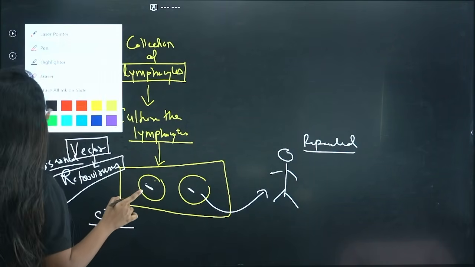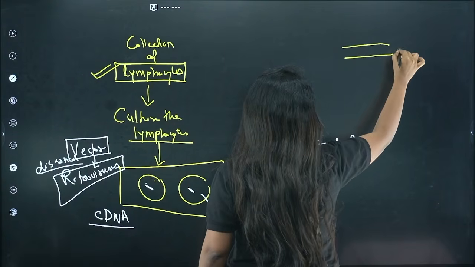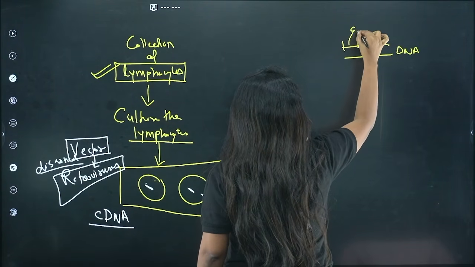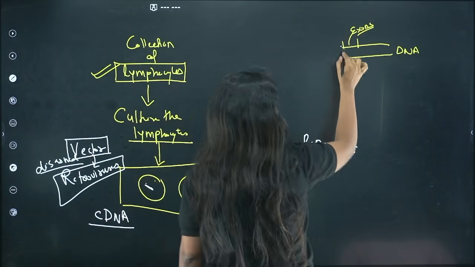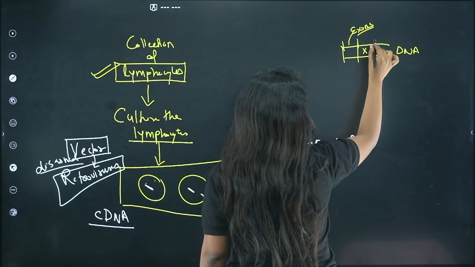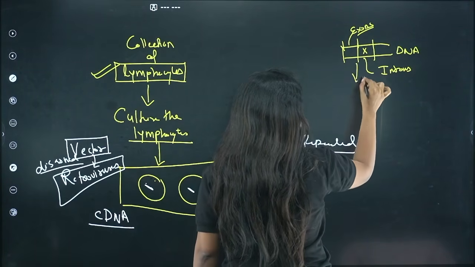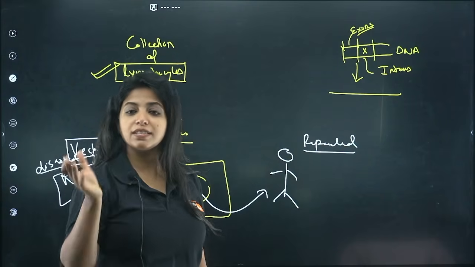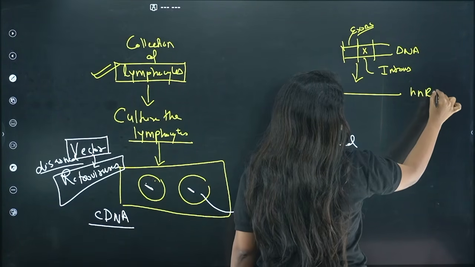So I need you to understand one very important thing. You have DNA. In the DNA, you have regions that code for things, you call them exons. They code for proteins. And then you have regions that do not code for anything. You call these introns. So when transcription happens and a new RNA is being formed, the exons and the introns are all transcribed as such. You call this hnRNA.